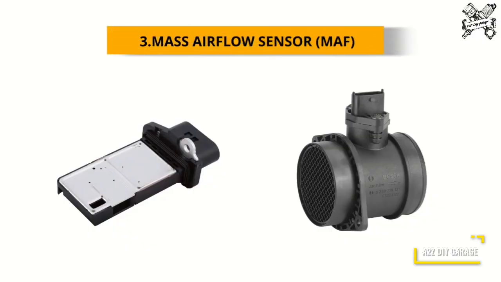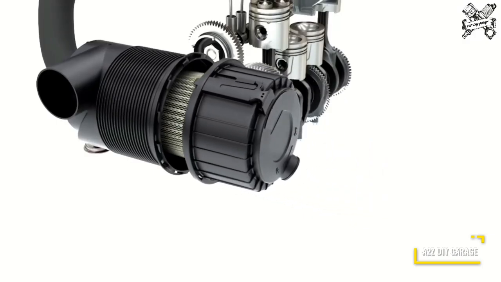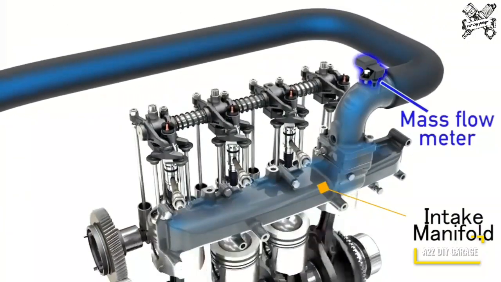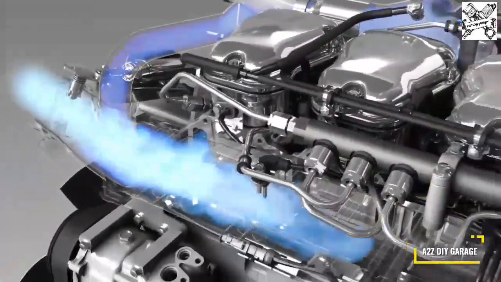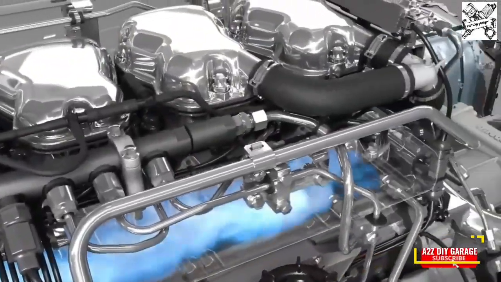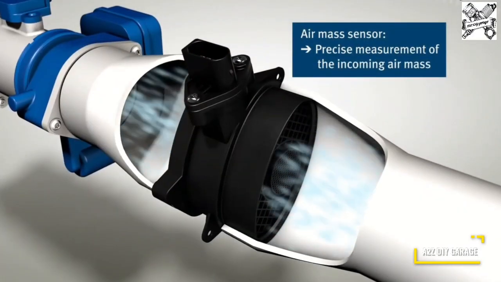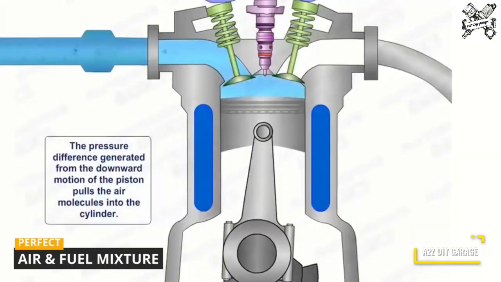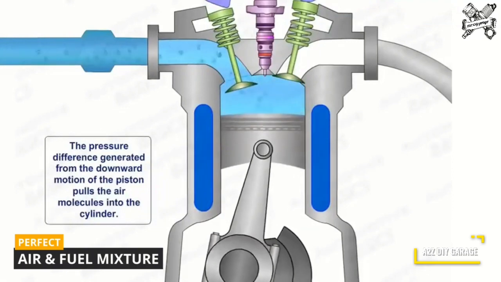Number 3. The mass airflow sensor. The mass airflow sensor is located between the air filter and the engine's intake manifold. It is used to calculate the amount of air that enters the engine during the intake stroke. The measuring of air helps the ECU to determine how much fuel must be added for a perfect air and fuel mixture to get better results.